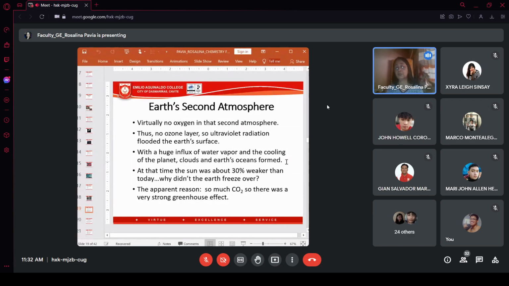But why didn't the Earth freeze over? Because there is what you call carbon dioxide coming from the volcanoes. Kasama rin sa CO2 sa naiimit na gas coming from volcanoes. So it protected the Earth from freezing over. It has a very strong greenhouse effect, a protective effect sa surface ng Earth.